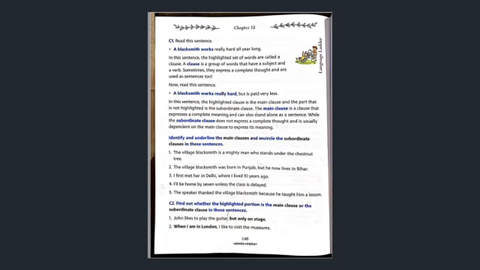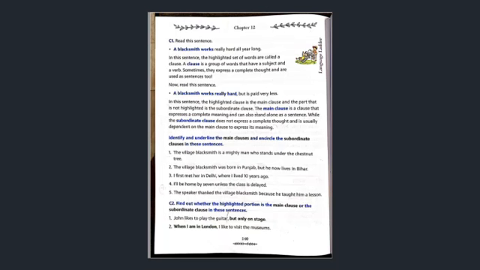Okay? Now, what is a main clause or independent clause? And what is a subordinate clause or dependent clause? The main clause is a clause that expresses a complete meaning and can also stand alone as a sentence, while the subordinate clause doesn't express a complete thought and is usually dependent on the main clause to express its meaning. Is it clear, boys? Now we are going to see the exercise, page number 140.